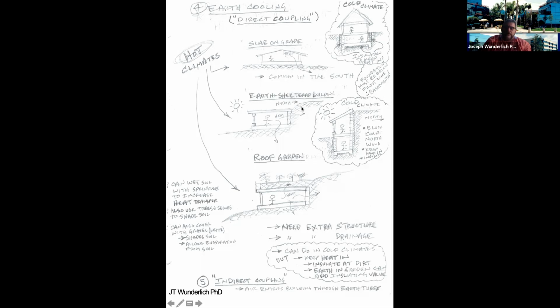Earth sheltered buildings here. So this is not digging down into the earth, but into the side of the earth. Cold climate here. So the sun is on this side, and the north is that way. This is the kind of thing you do way up north, or where the jet stream dips down and zaps you with cold. So block the cold northern wind, and keep heat in with insulation.